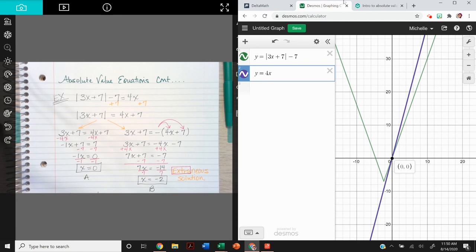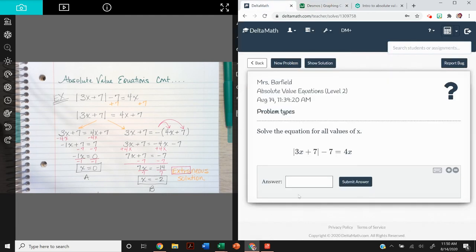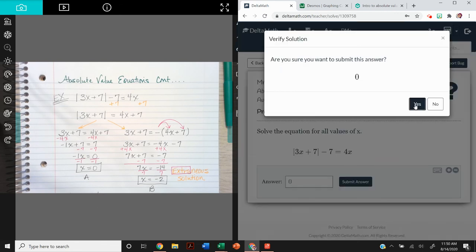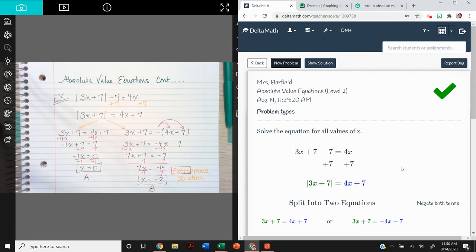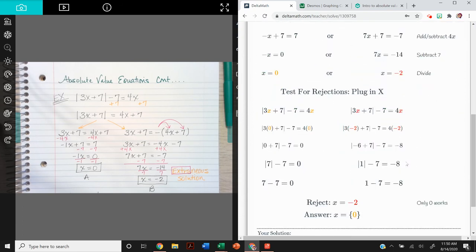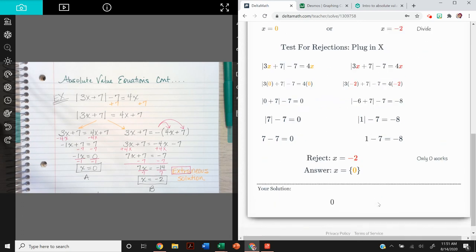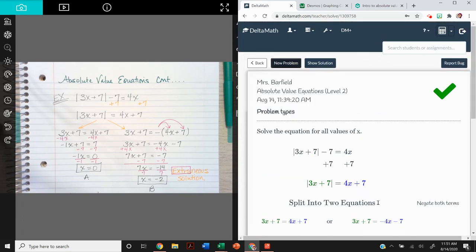All right, actually, wait, let me do this. Let me go back to Delta Math. Make sure I convince you? 0. Submit my answer. Yes, look, there it is. Test for rejections, okay? He just calls it rejections. I call it extraneous solutions, okay? But you rejected x equals -2, okay? All right, so there's your convincing also too from Delta Math.